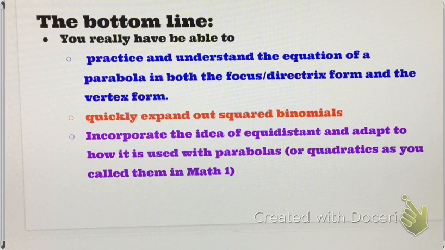And we're going to end it right there with the bottom line. I'm going to let you read this, but basically you've got to practice and understand parabola equations in both the focus-directrix form and the vertex form. And to get from one to the other, you've got to quickly expand out those squared binomials and solve. And this all incorporates that idea of being equidistant from the focus to the point and from the point to the directrix. So we're taking the distance formula and adapting it to parabolas. Or you call them quadratics.